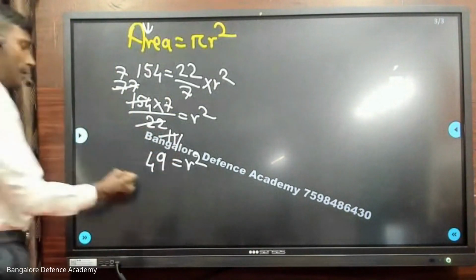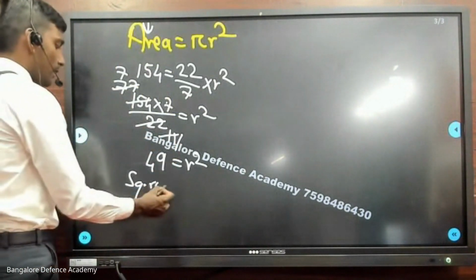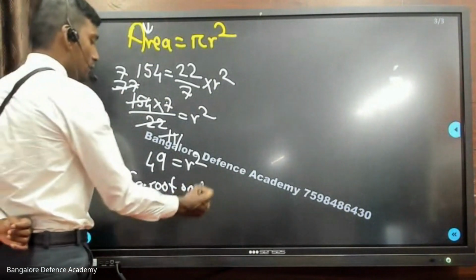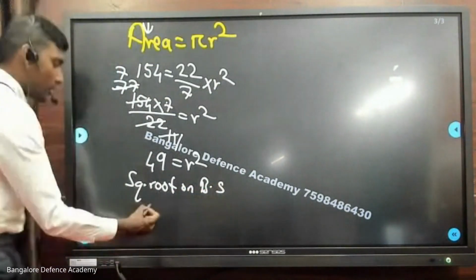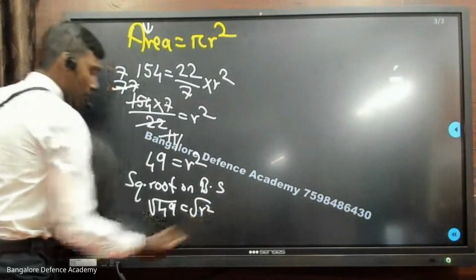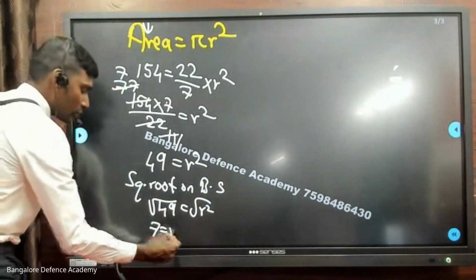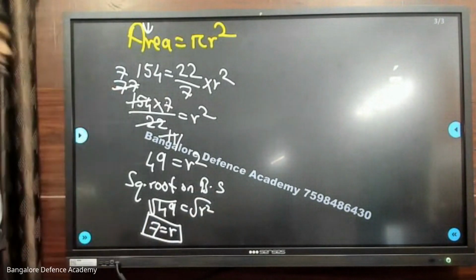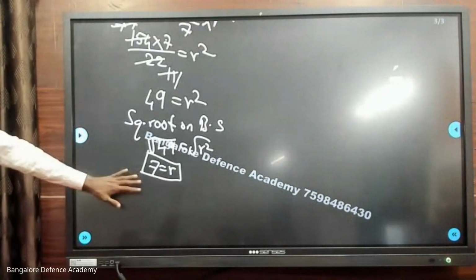I want the radius. So what is the next step? Taking square root on both sides. What is square root of 49? Okay, it's just like this. So now this is 7 is equal to r. So what is the radius you got? 7. So one part of the question is done.